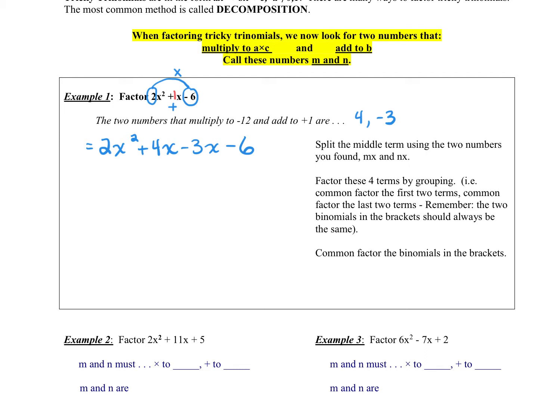The next thing you do is common factor the first two terms. Out of the first two terms, you can common factor out a 2 and an x. So you're going to divide each of these by 2x. So 2x goes out front. When you divide 2x squared by 2x, you get x. And when you divide 4x by 2x, you get 2.